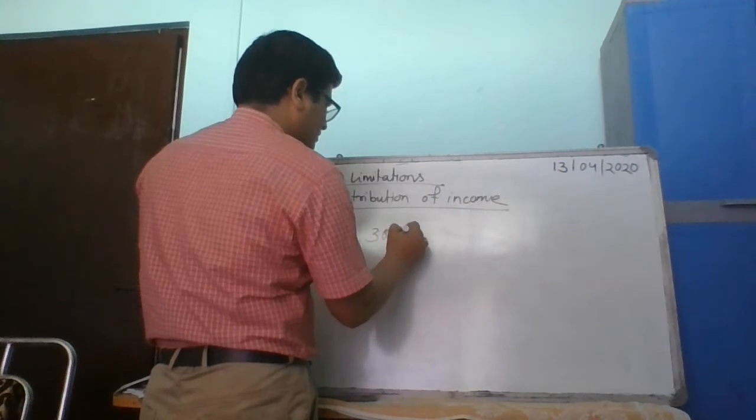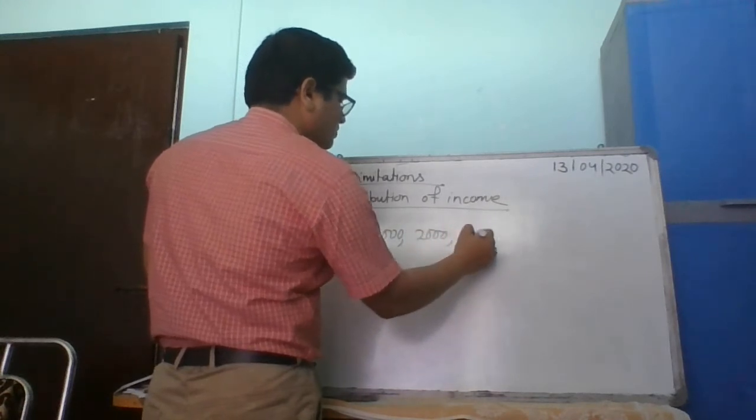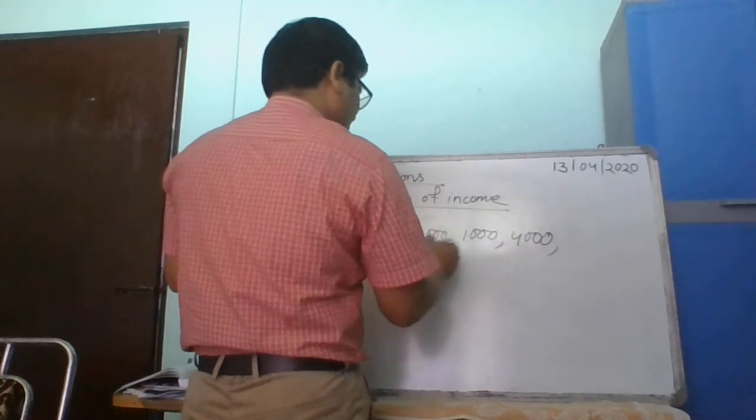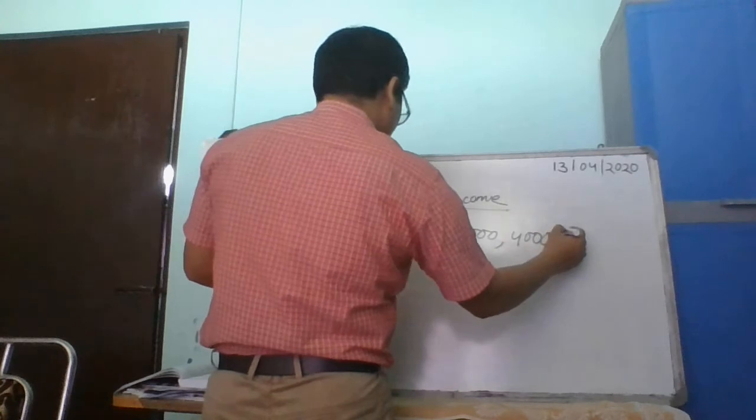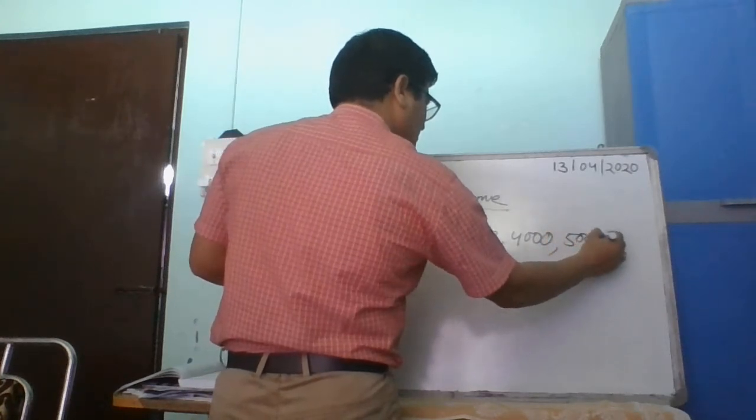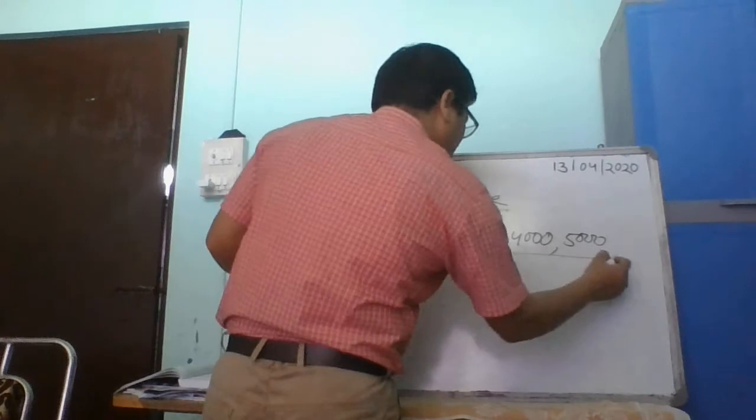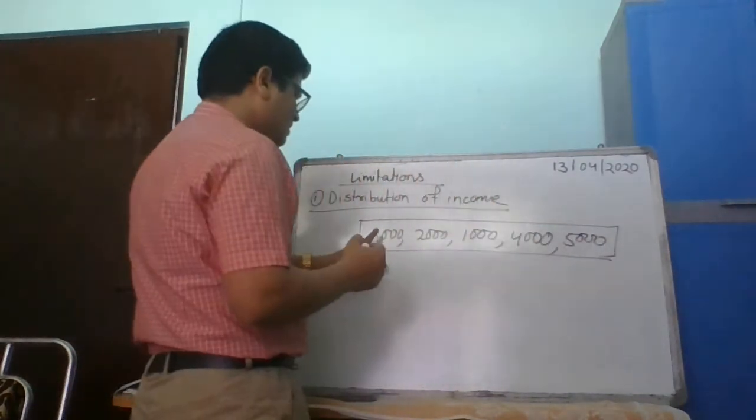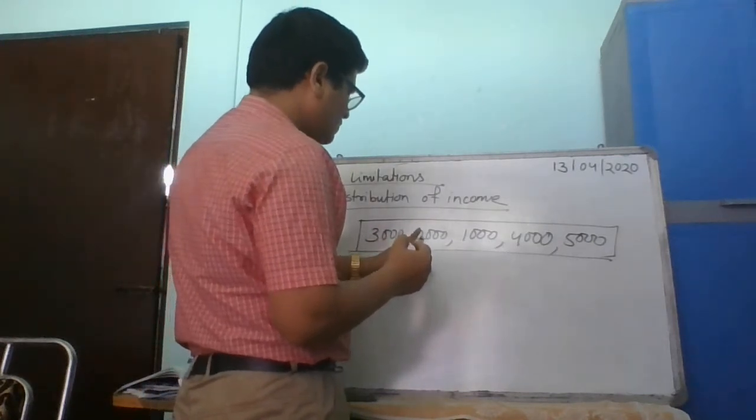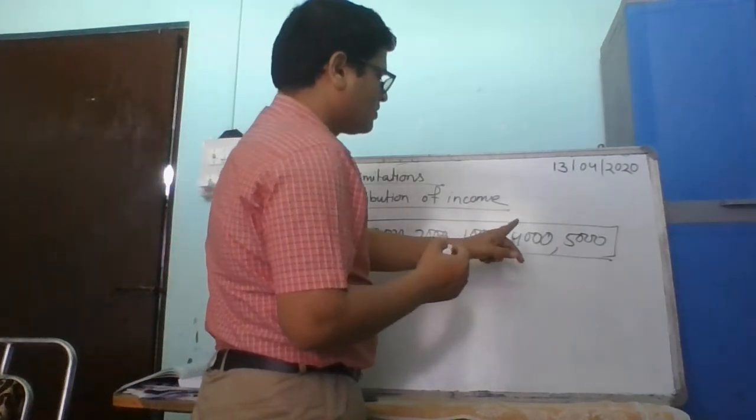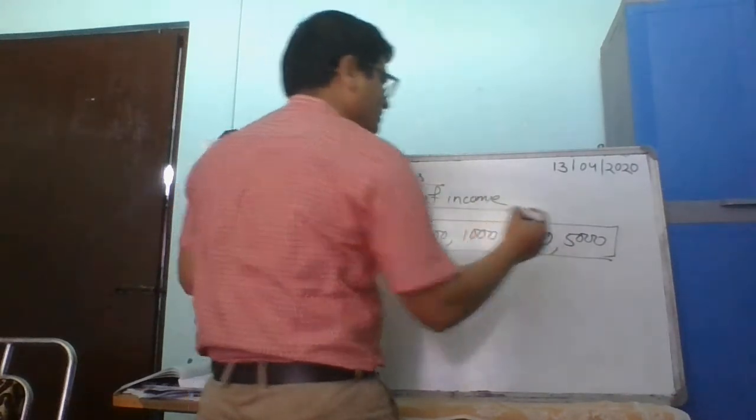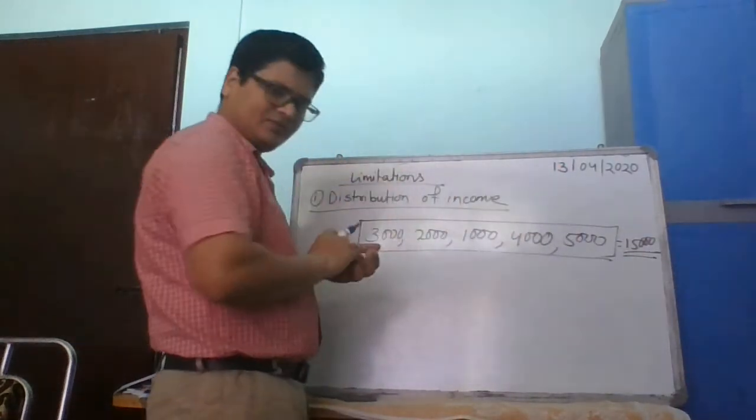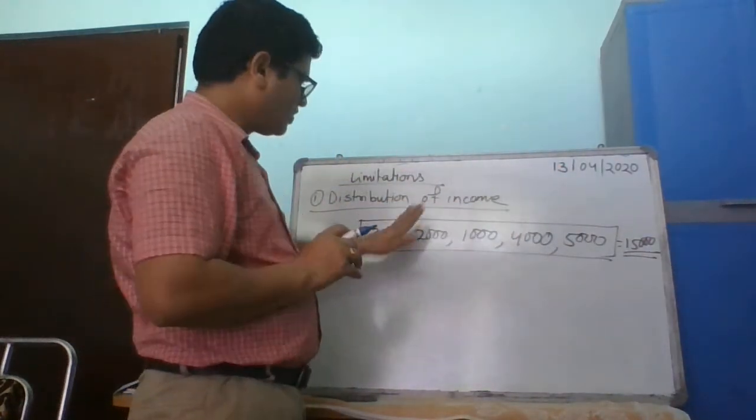3,000, 2,000, 1,000, 4,000, then 5,000. Then what is the GDP? GDP is 3 plus 2, 5, plus 1, 6, plus 4, 10, plus 5, 15. That means a total of 15,000 is the GDP. That means the total income of 5 individuals.